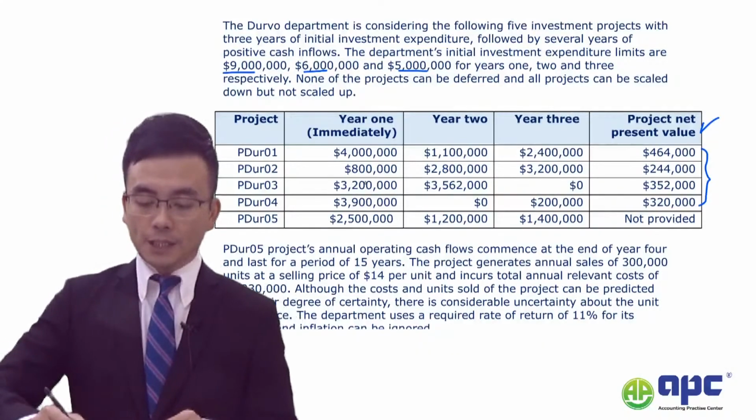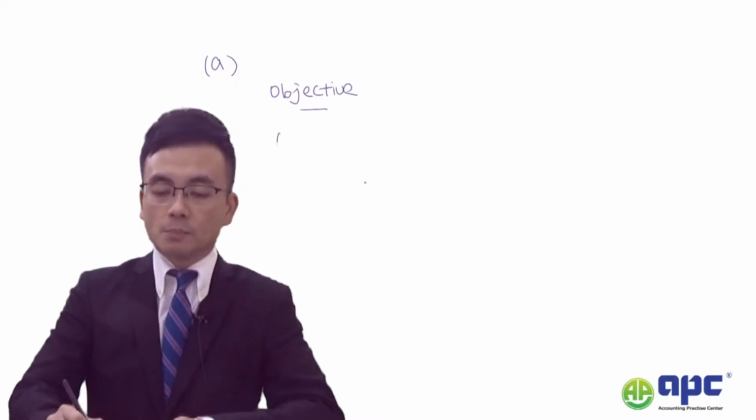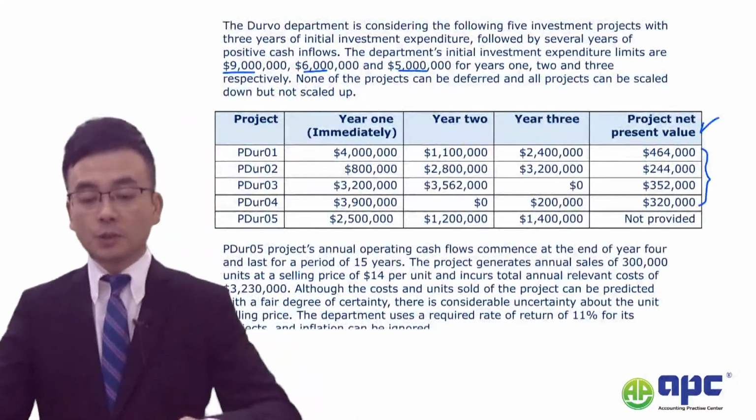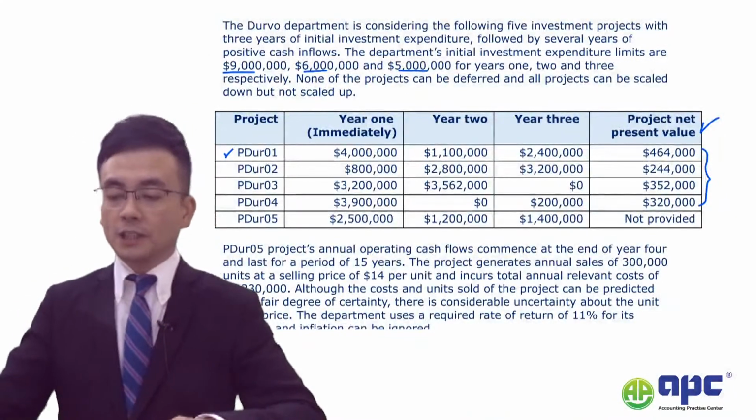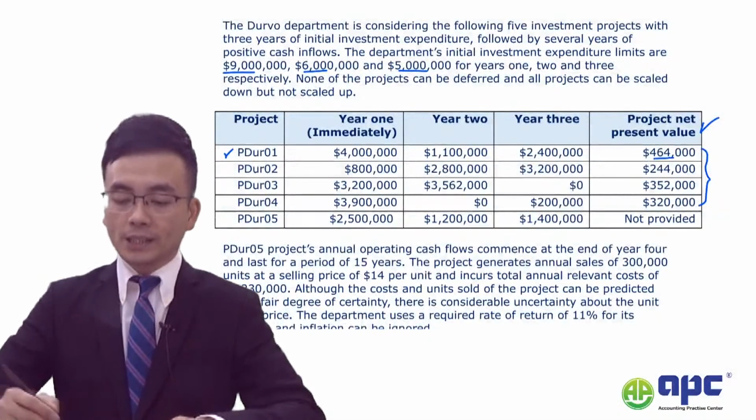So that's why, firstly, our objective is to maximize NPV, that equals to, if we were to do project 01 or P01 if you like, we can get 464.